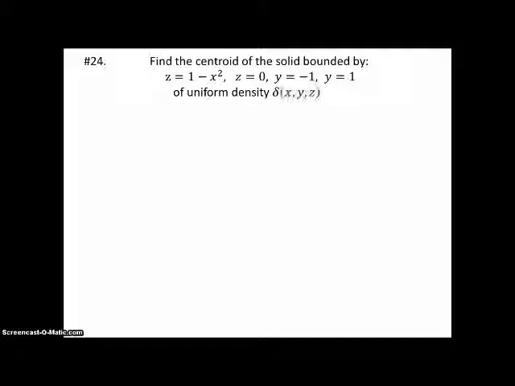Number 24, find the centroid of the solid bounded by z equals 1 minus x squared, z equals 0, y equals negative 1, and y equals 1 of uniform density 1. All right, so z equals 0, what does that mean? That's just the xy plane, so that's nice. The whole thing is above the xy plane.